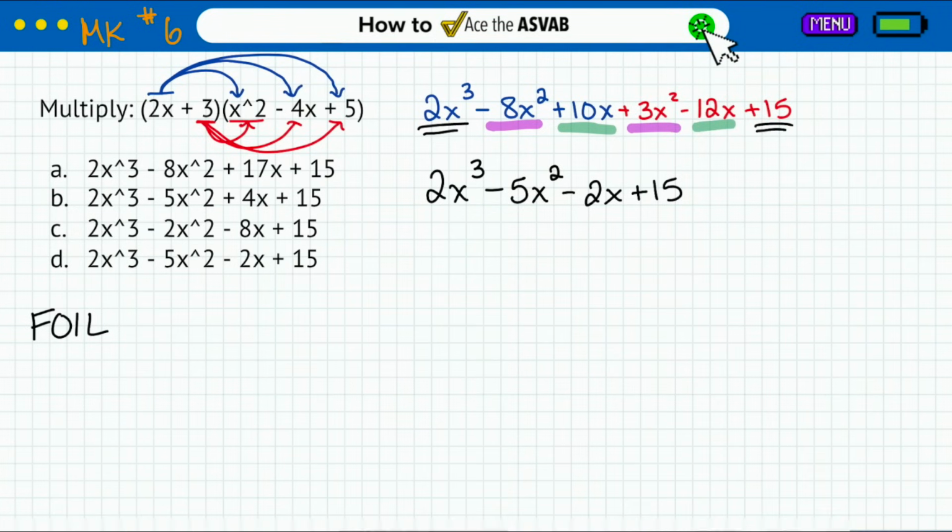And there we go, my party people. What's our answer going to be? Well, we have 2x cubed. Negative 5x squared, so only this one and this one. Negative 2x, that's only this one. And then the plus 15. Therefore, my answer is D. And there it is. Again, we can go calm, cool, and collected through this, and we can have a good time.